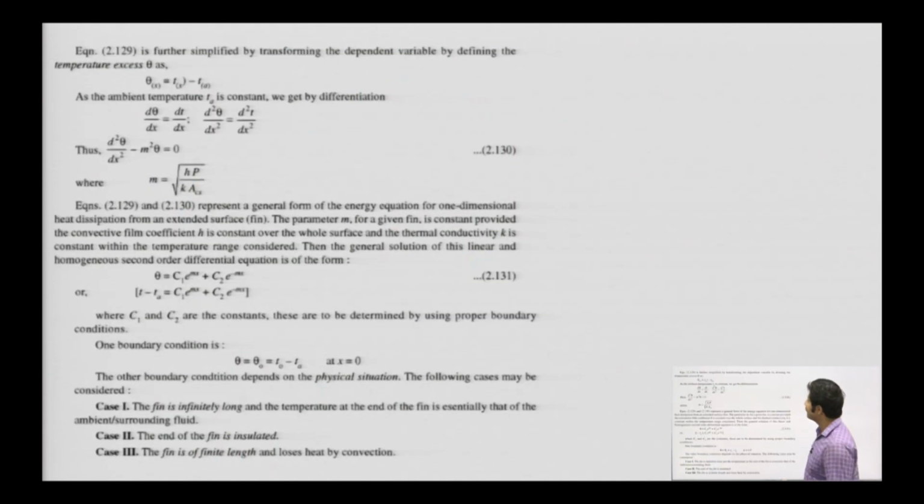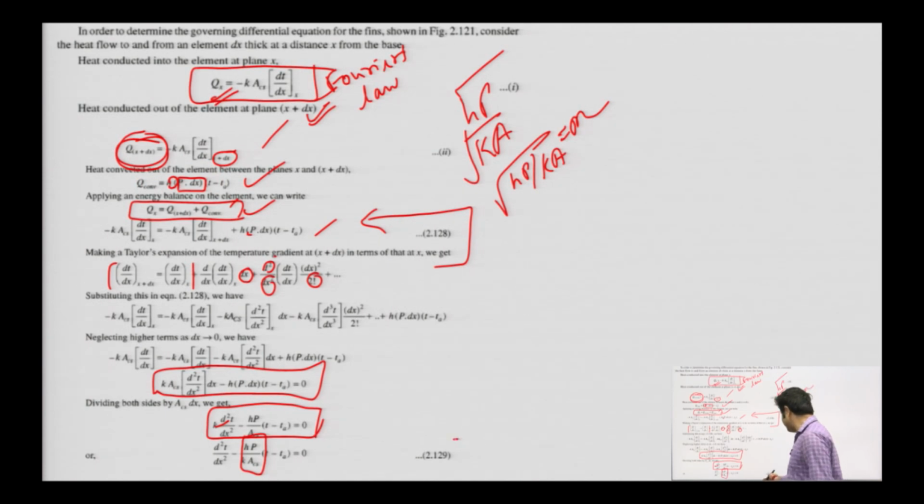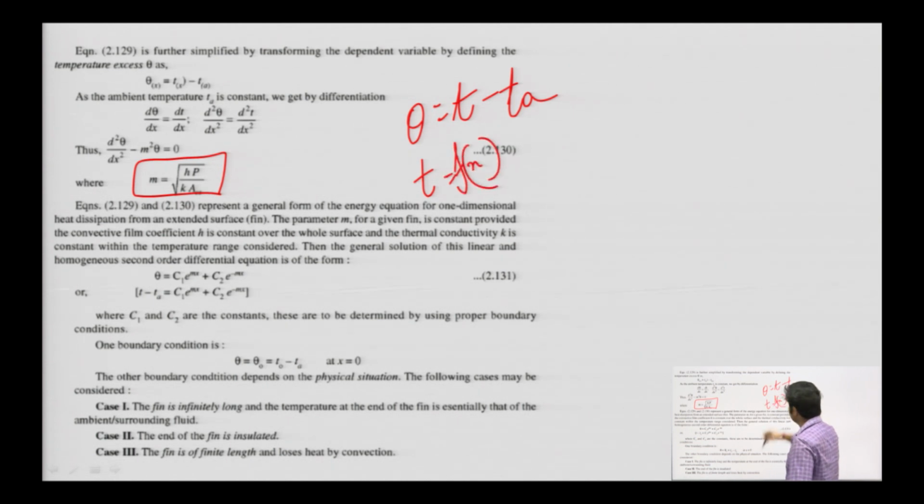Okay, so here it is. This is the fin parameter. So the equation now is getting simplified. It is further simplified by transforming the dependent variable, by defining the temperature as theta. So what is theta? Theta is equal to T minus Ta. Now what is this T? This is not T naught, this is the temperature which has some relation with x.